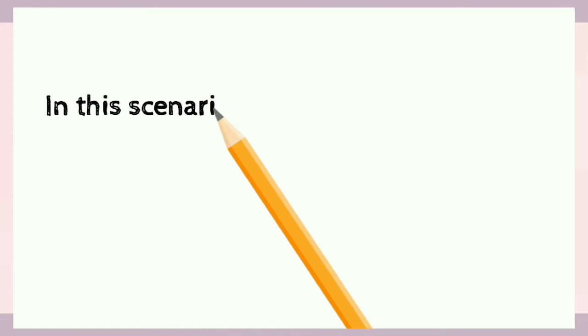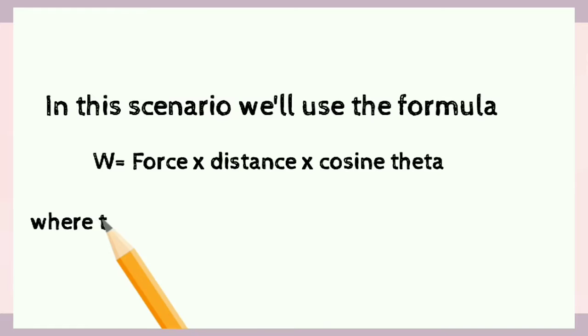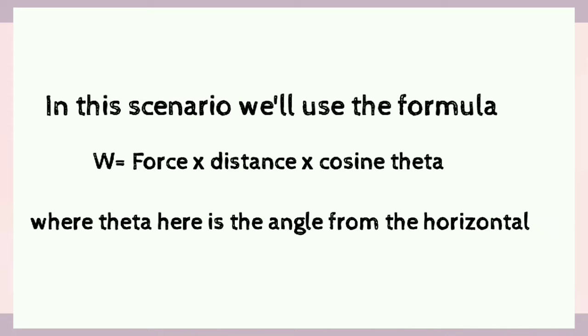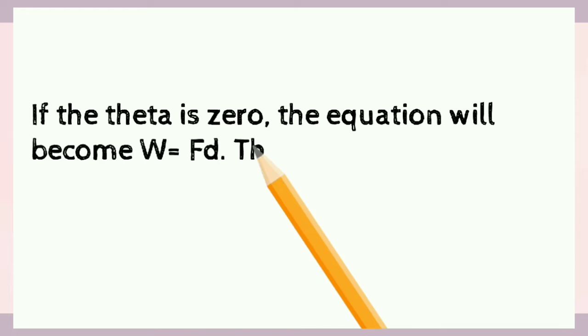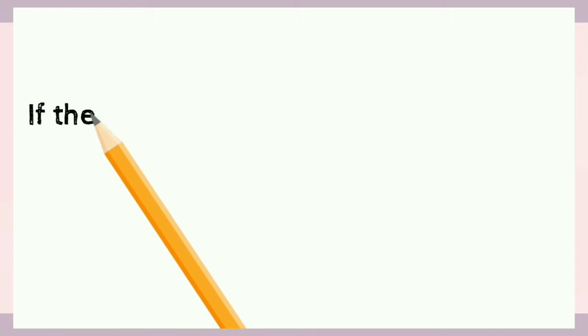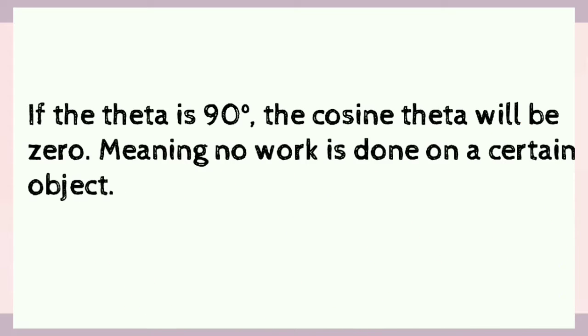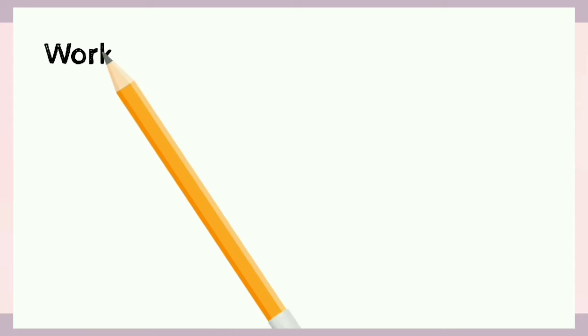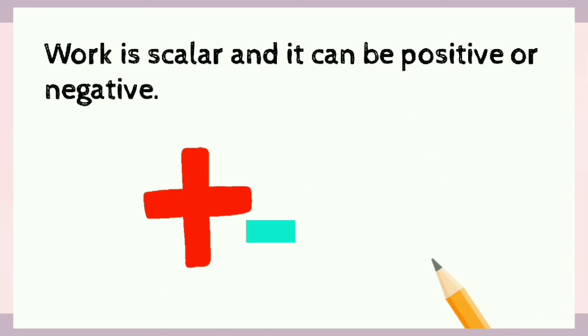In this scenario, we'll use the formula work is equal to force times distance times cosine theta, where theta is the angle from the horizontal. If theta is 0, the equation becomes W = Fd. This is because cosine theta will be equal to 1. If theta is 90 degrees, cosine theta will be 0, meaning no work is done on the object. Work is a scalar and it can be positive or negative.